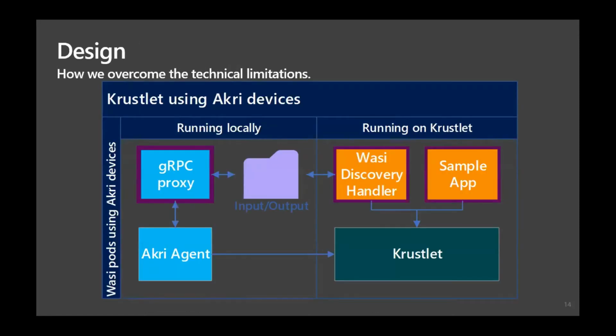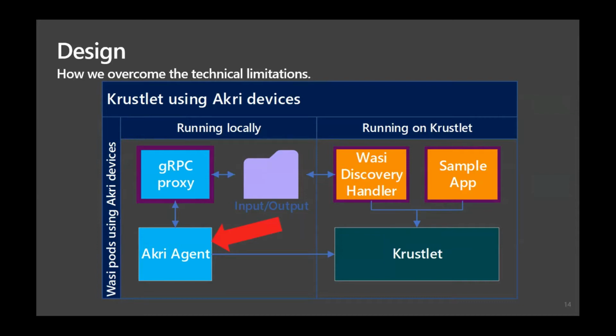So now going over the design for our project. First, I would like to point to the Akri agent. So the Akri agent is in fact the same Akri agent that Akri uses. So nothing has really changed there. But you can see that instead of running it on Kubernetes, we are now running it locally. So since it's not a WebAssembly application yet, it still needs to run locally outside of the Kubernetes part.